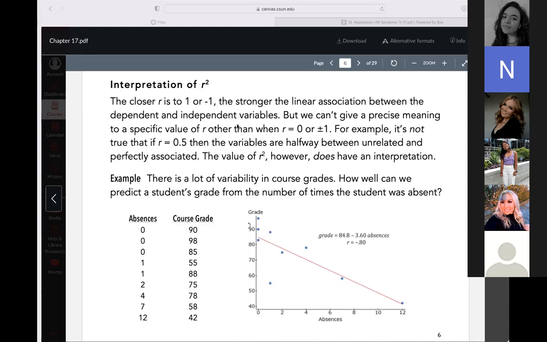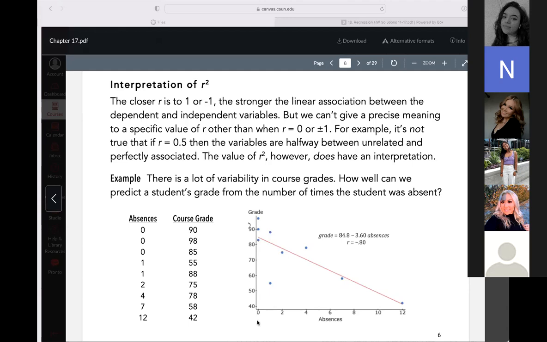And it's actually a pretty important one, which is why I'm doing this chapter. If I didn't have R squared, I wouldn't even do this chapter. So, example. There's a lot of variability in course grades. How well can we predict a student's grade from the number of times the student was absent?